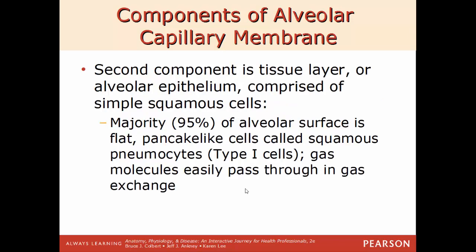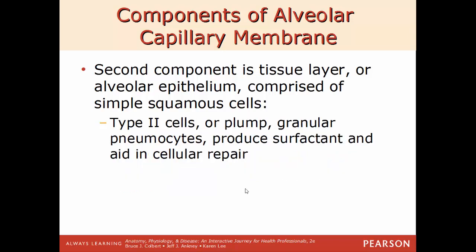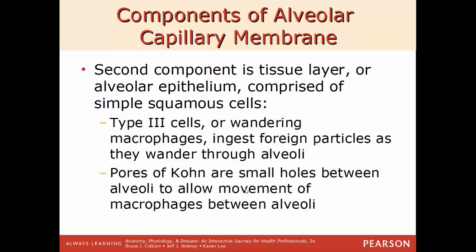The second component is the tissue layer, or the alveolar epithelium, which is comprised of simple squamous cells. Now 95% of this surface is flat and pancake-like. These are called squamous pneumocytes, or type 1 cells. The gas molecules can easily pass through for gas exchange here. Type 2 cells are also called plump granular pneumocytes. These are the cells that actually produce the surfactant, and they also aid in cellular repair. Type 3 cells, or the wandering macrophages, roam around the alveoli, ingesting foreign particles as they wander through. So basically trapping stuff that shouldn't be there and destroying it. Now these macrophages are able to travel through the alveoli due to small holes between them called the pores of Kohn.